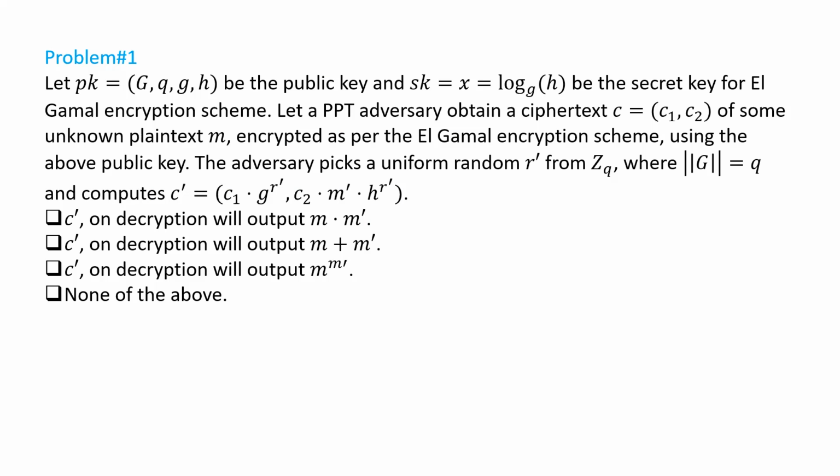Now let a PPT adversary obtain a ciphertext C equal to C1, C2 of some unknown plaintext m, encrypted as per the ElGamal encryption scheme using the above public key. The adversary picks a uniform random r dash from Z_q, where the size of G is q, and computes C dash equal to C1 dot g to the power r dash, comma C2 dot m dash dot h to the power r dash. Now there are a few options given, asking what the underlying message of this modified ciphertext C dash is.